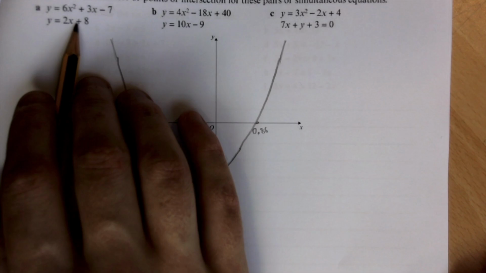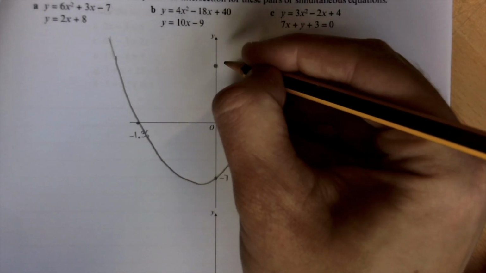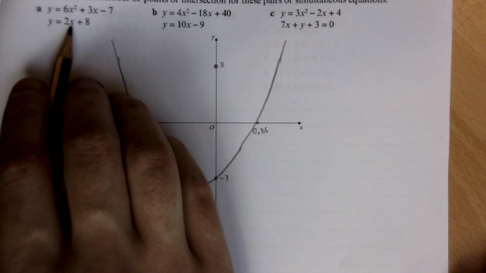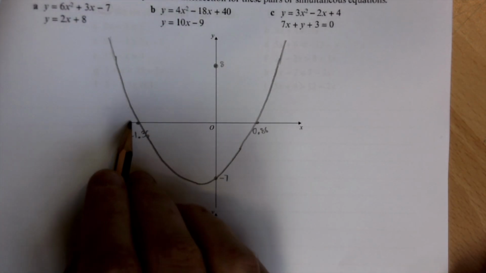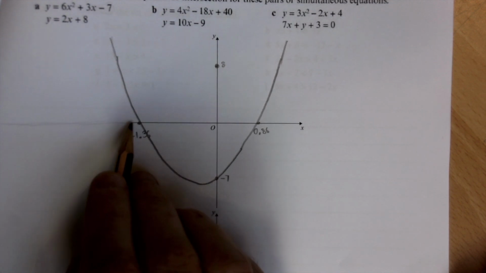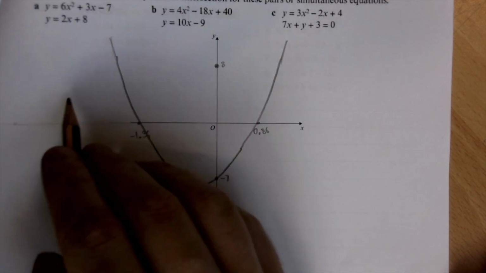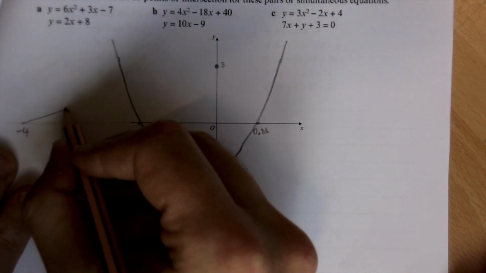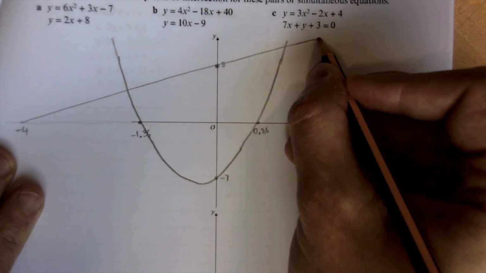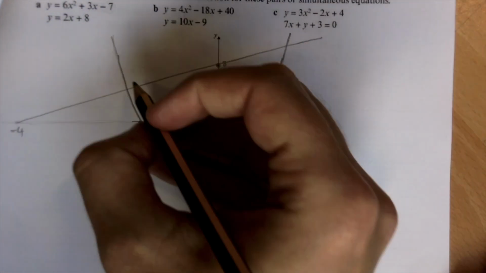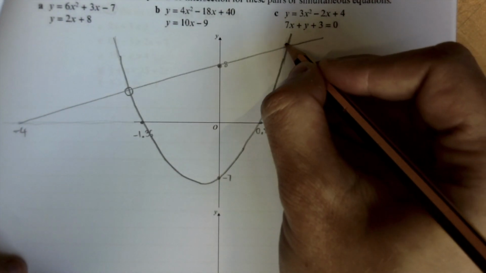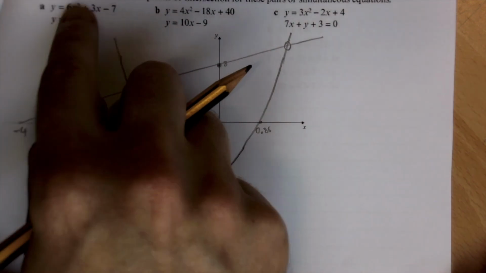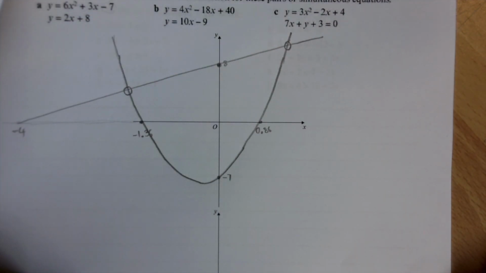The second one is going to go through the y-axis at 8, and then it's going to go through the x-axis at -4, which on the scale that I've got would be way over here somewhere. So -4, straight line. Did quite well there. And then we're looking for just the number of points of intersection. So in this case, 2. There's going to be 2 solutions to these simultaneous equations.